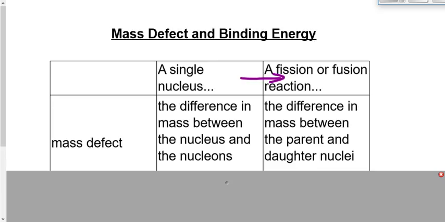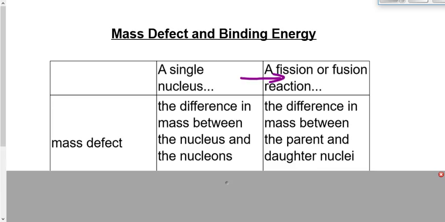kilograms. There's a little bit of mass that just isn't there when we look at the total mass. That mass ends up being stored as energy. We call it binding energy. So mass defect is the difference in mass between the whole class and the sum of the individuals in the class, or the difference in mass between the nucleus and the nucleons that make up the nucleus.